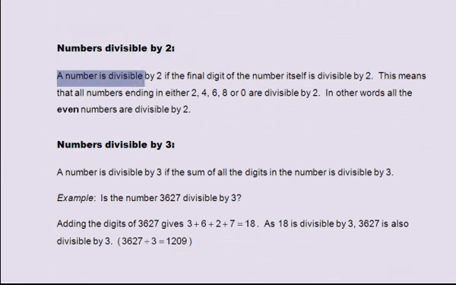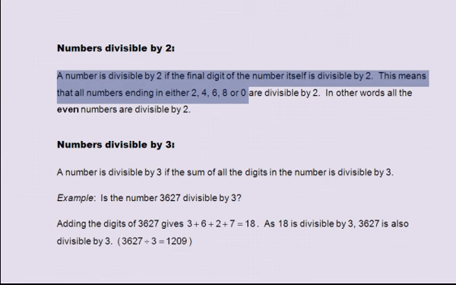A number is divisible by 2 if the final digit of the number itself is divisible by 2. This means that all numbers ending in either 2, 4, 6, 8 or 0 are divisible by 2. In other words, all the even numbers are divisible by 2.